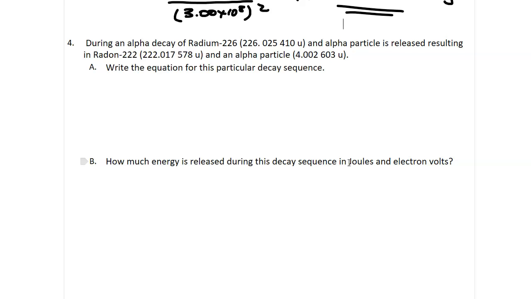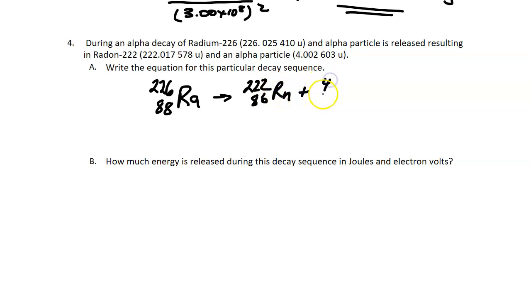Taking a look at our last example here, we've got radium that is decaying into radon and an alpha particle. It's going through alpha decay. So in this case here, we're asked to just write the decay sequence. So radium, being 88 on the periodic table, is becoming radon, which is 86, and the alpha particle.